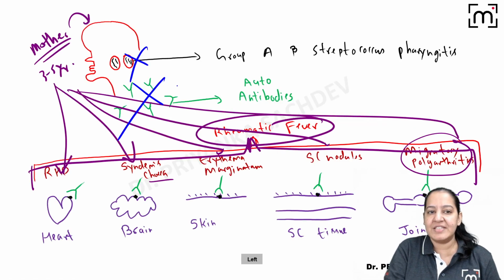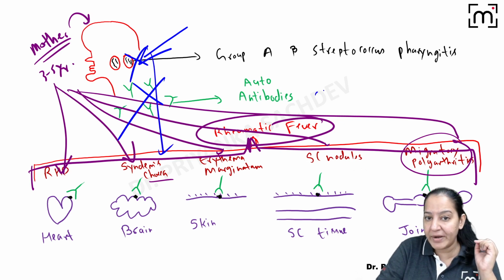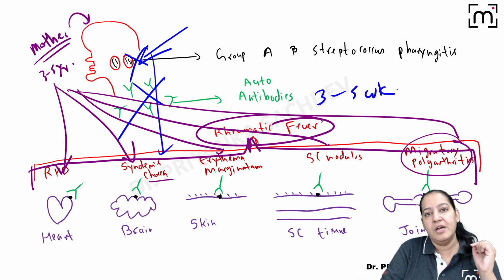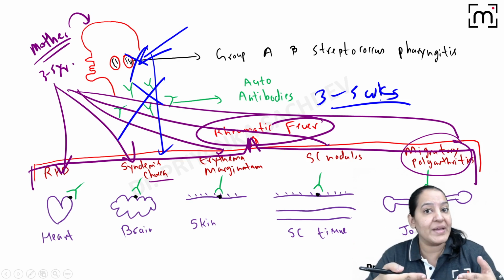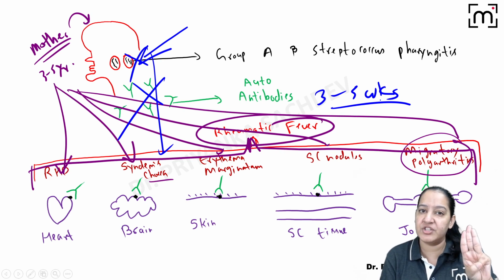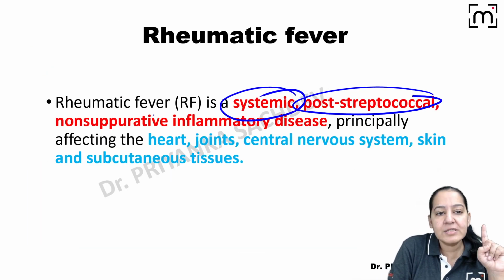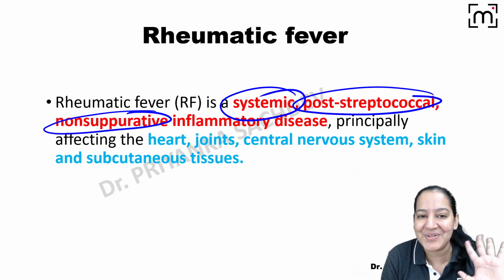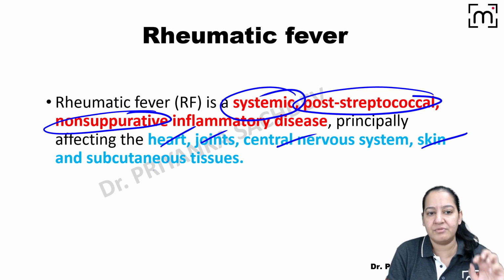And how much time will it take? Once the bacteria comes and causes tonsillitis, after 3 to 5 weeks of that, the child will present with these symptoms. So rheumatic fever is always a complication of tonsillitis, and only 2 to 3% of the children having tonsillitis will have this complication. You got my point? It is non-suppurative because bacteria is not causing it, right? And it involves 5 organs. You already know the names of those 5 organs.